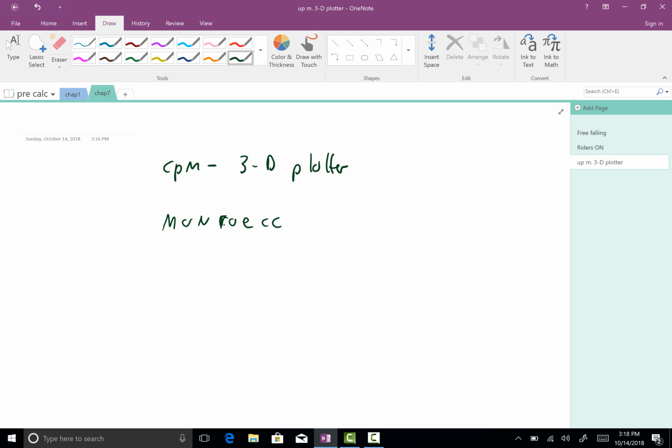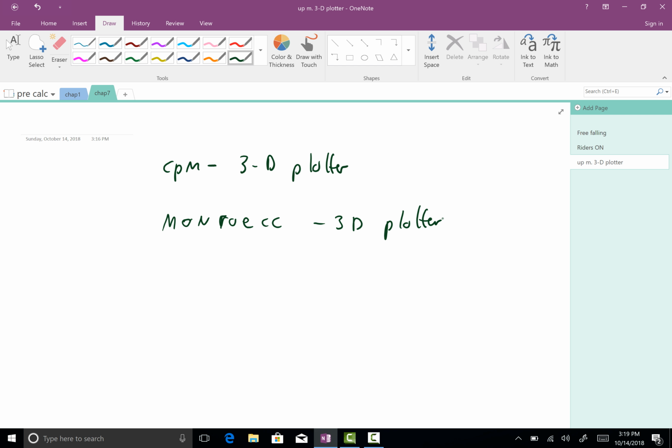Monroe Community College. They wrote the application that does it. It's also a 3D plotter. And either one of them is pretty good. I'll show you both of them, and I think I'm going to use the Monroe just because that's the one that we've been using so much. So you can use those two. GeoGebra also has a 3D plotter, and it's not too bad, although I kind of like these ones better.